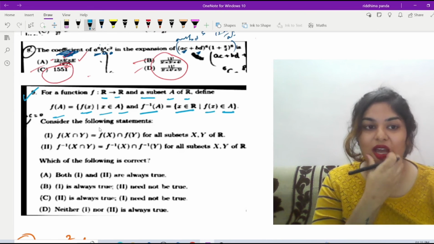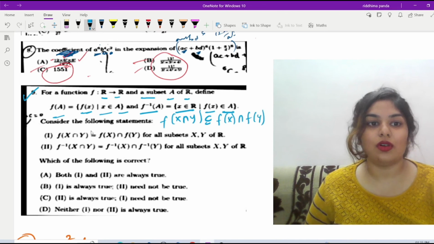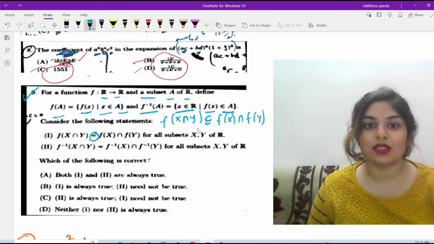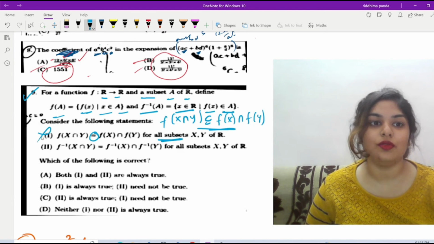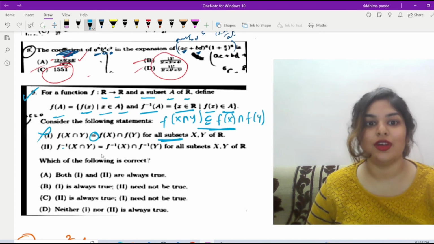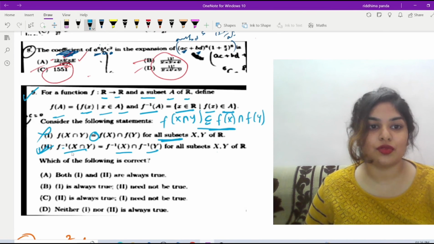Now we know that generally when we take the intersection of these types of sets, f of (X intersection Y) is a subset of f(X) intersection f(Y). Now here there is an equality sign, so this holds if the function is injective, and equality is not necessarily true for all subsets. And second is inverse: the intersection and union property always holds true for inverse images also. So for all subsets X, Y of R this holds true. So 1 is not necessarily true but 2 is true.